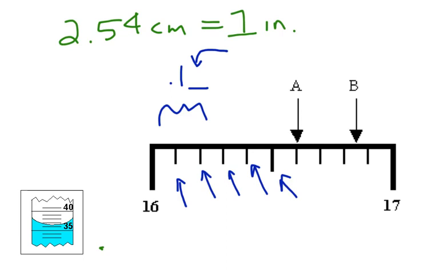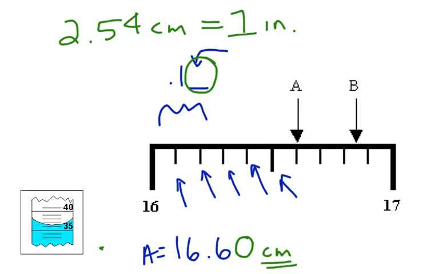Okay, so A, it looks like it's right at 16.6. So A looks like it's 16.6, but remember, we need to go to the hundredths place. So we need to actually report A as not 16.6, but 16.60. And let's just say this ruler was centimeters. Then we need to make sure and put that unit on there. Now let's go ahead and try B.